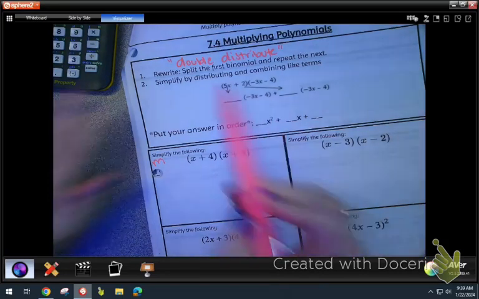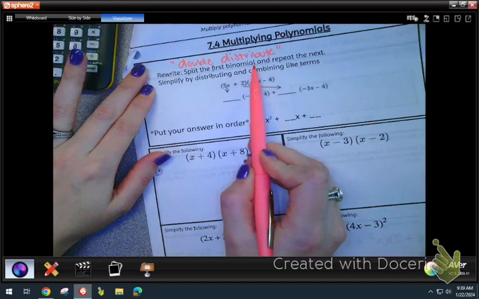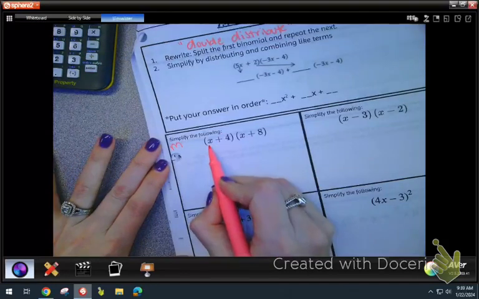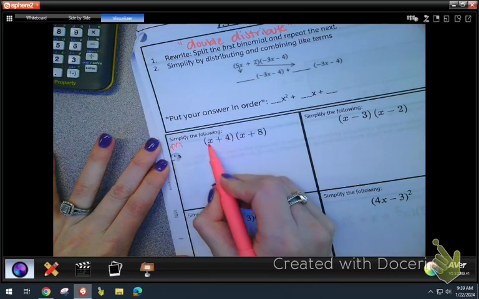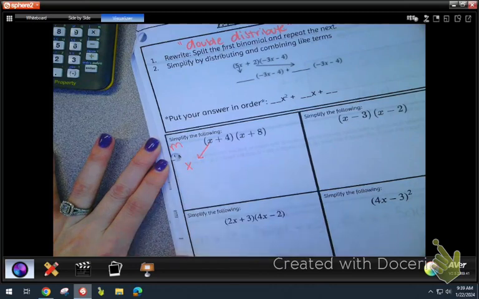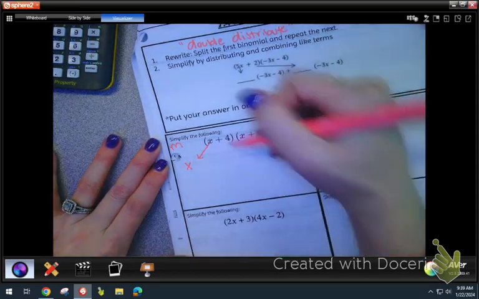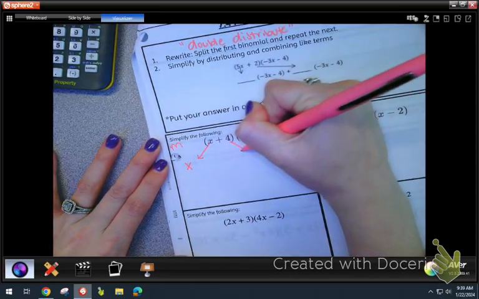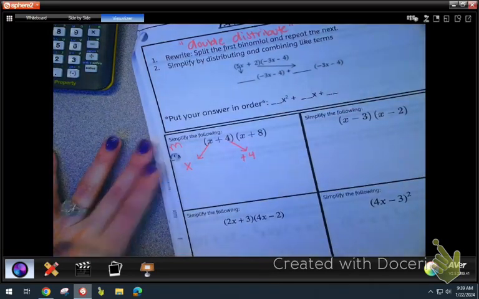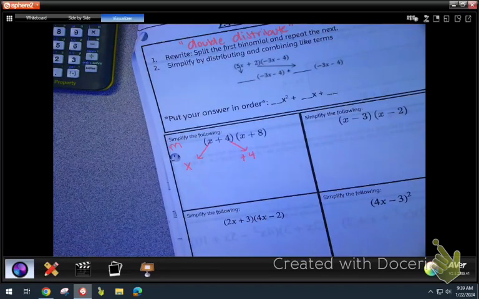So our steps are going to be to take the first binomial and split that binomial up. Let's just look at x plus 4 right here. I'm going to draw an arrow and put the first term, which is x. And then I'm going to draw an arrow over here and put the second term, which is plus 4. I'm just separating that out. Are we okay with that? Always split that first one.